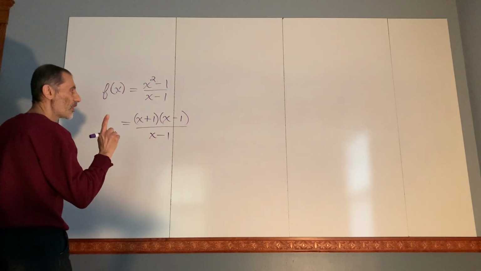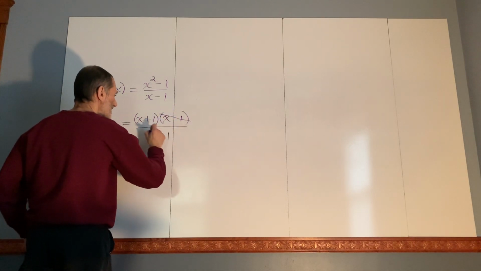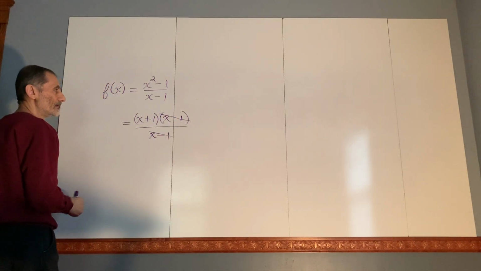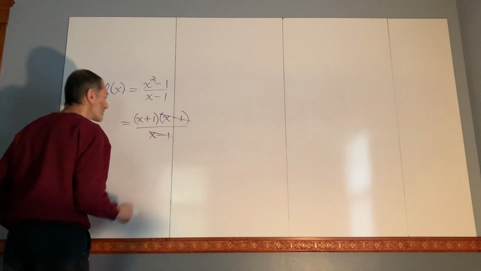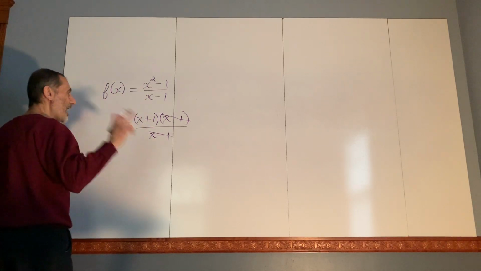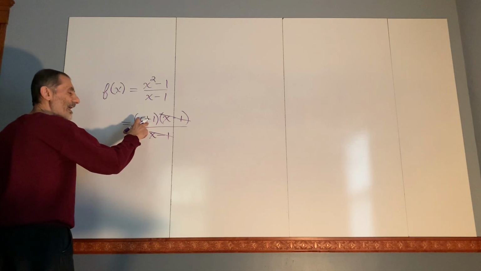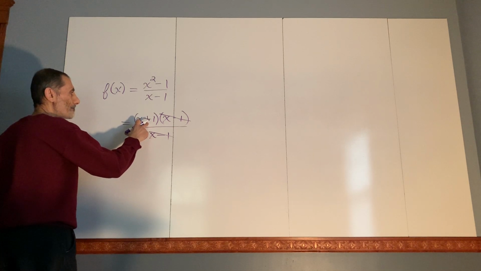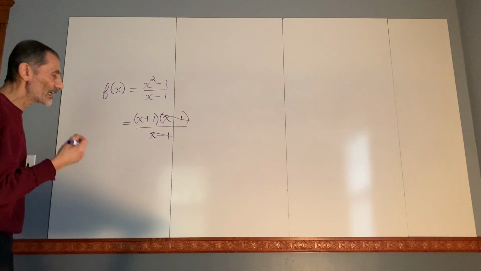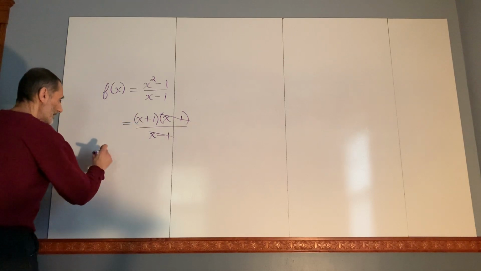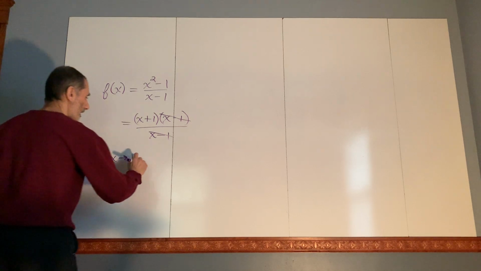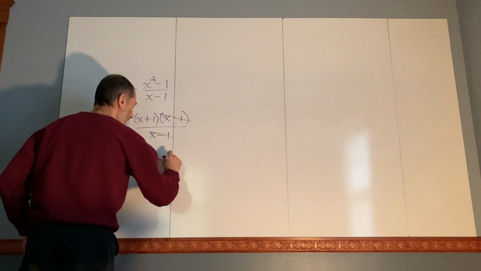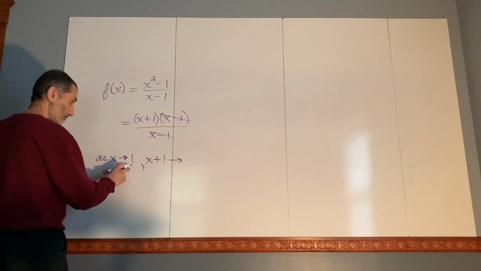As long as x does not equal 1, this is not 0, we can cancel. And what happens is that this rational function, for any value of x other than 1, behaves exactly like the line y equals x plus 1. So as x gets very, very close to 1, as x approaches 1, x plus 1 approaches 1 plus 1.